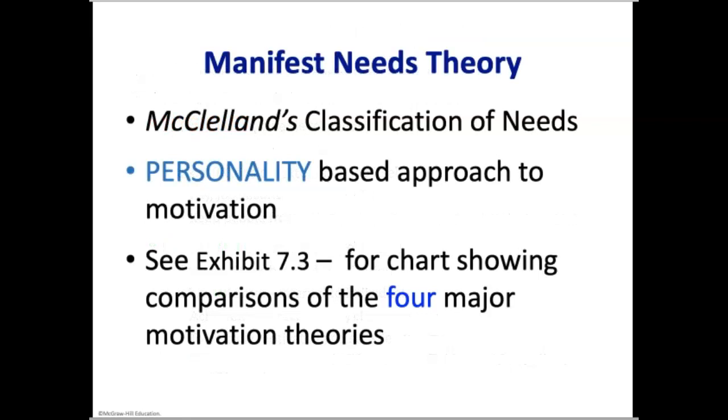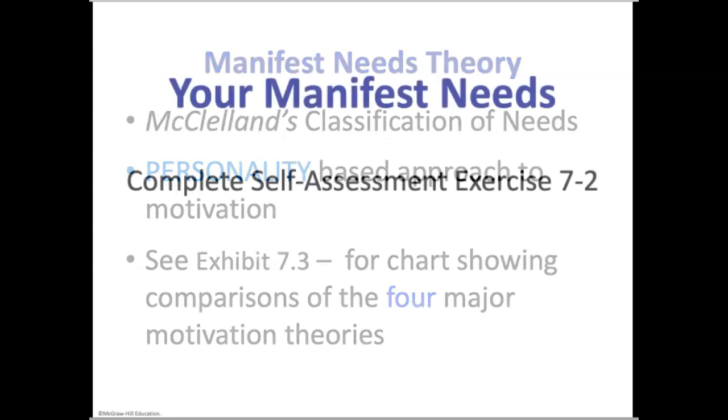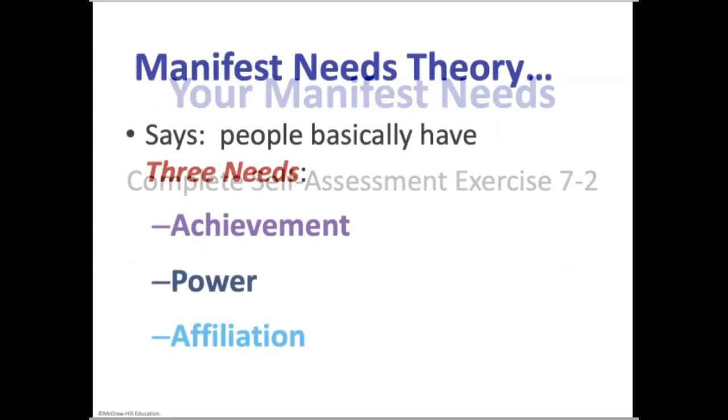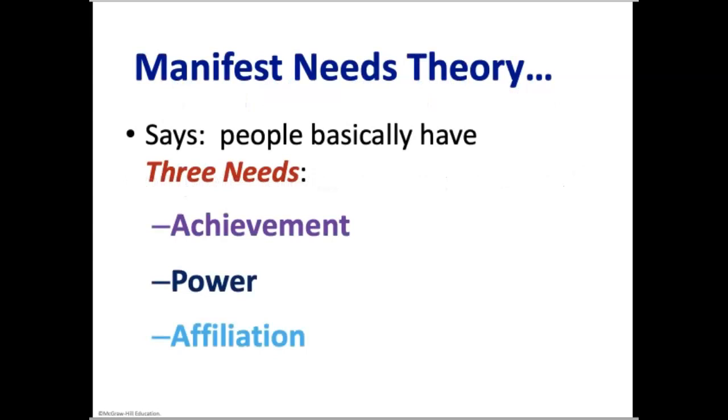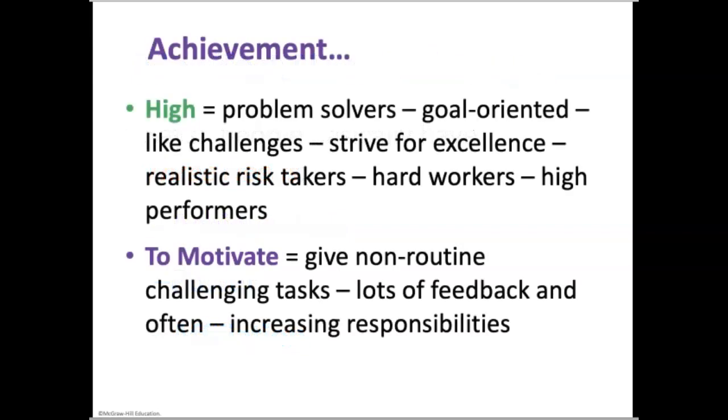Manifest needs theory. McClelland's classification of needs, a personality-based approach to motivation. Within your textbook, you can see Exhibit 7.3 for a chart that shows comparisons of the 4 major motivation theories. Manifest needs theory says that people basically have 3 needs, and those include achievement, power, and affiliation.